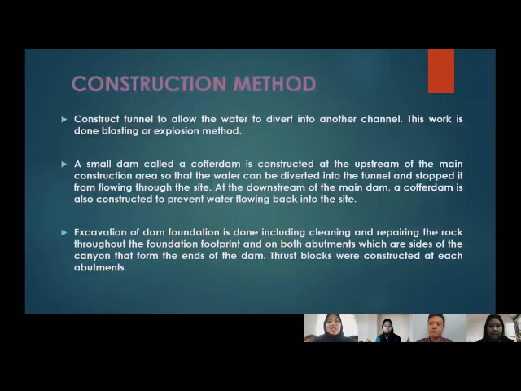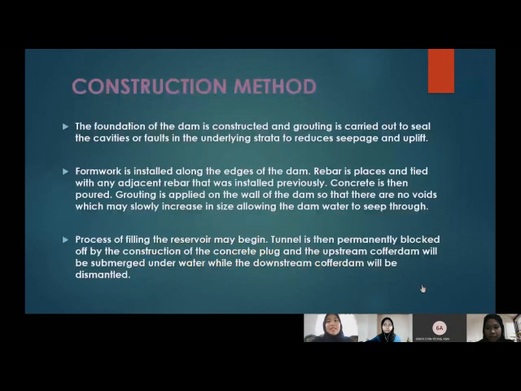Excavation of the dam foundation is done, including cleaning and repairing the rock throughout the foundation footprint and on both abutments, which are the sides of the canyon that form the ends of the dam. Thrust blocks were constructed at each abutment. The foundation of the dam is constructed and grouting is carried out to seal the cavities or faults in the underlying strata to reduce seepage and uplift.